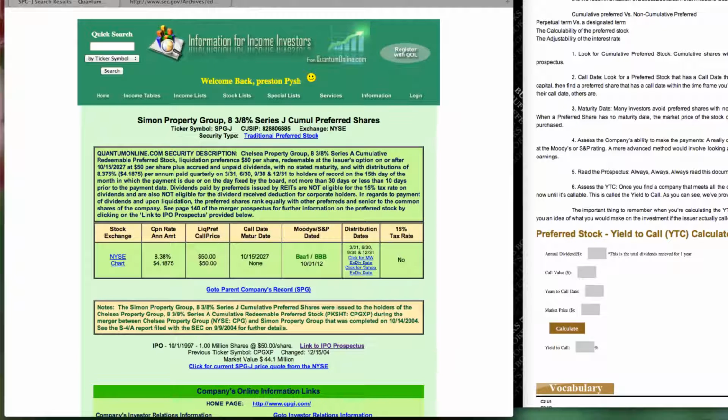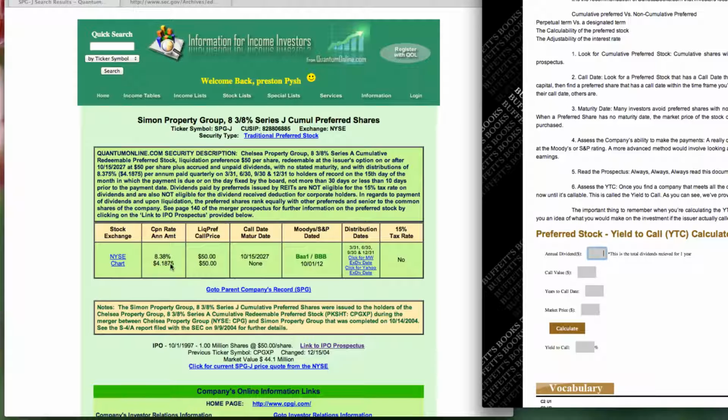Okay, so let's go ahead and start plugging some of these numbers into our calculator over here on the Buffett's Books website. So our annual dividend payment we see is $4.18, so we can put in the whole thing, 4.1875. Okay, and we go to the next, which is the call value, and we said that the call value was $50, so we just enter 50. And if you remember, don't put any dollar signs or percent signs in here, just put the raw numbers in so the calculator works properly.